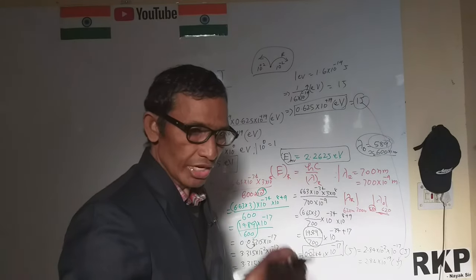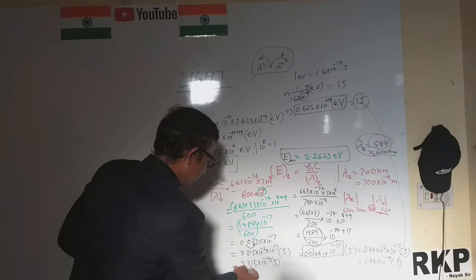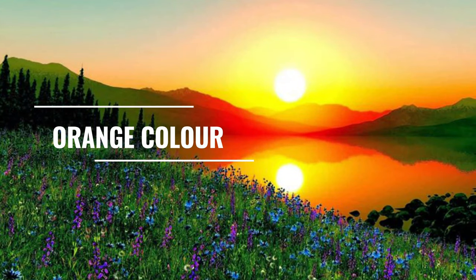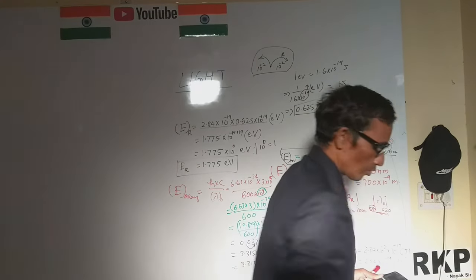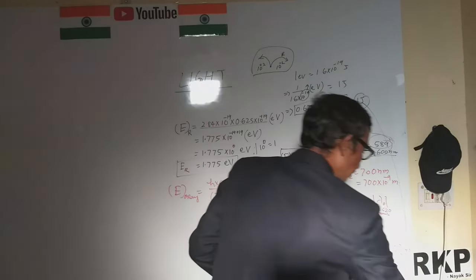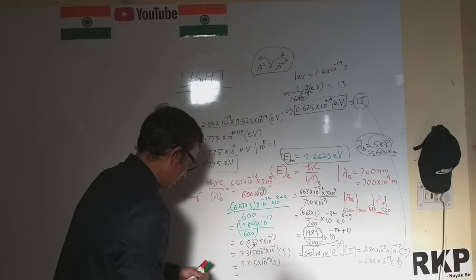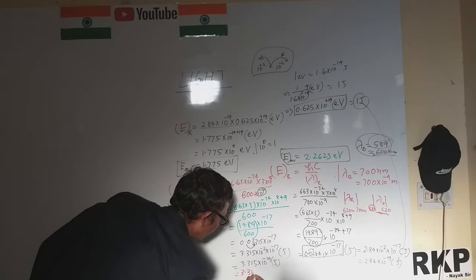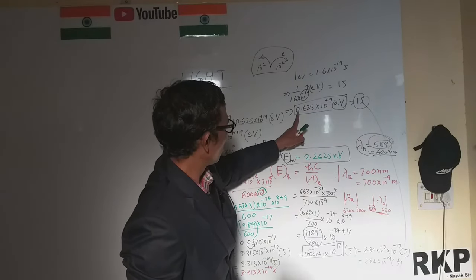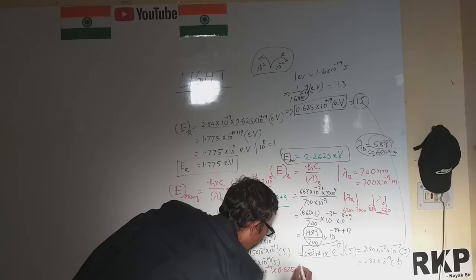Now the joule is converted into electron volt, and after converting to electron volt and simplifying, we get the energy of orange color during the morning season. Okay, this is the morning season. So put the value here: 3.315 into 10 to the power minus 19 joule. 1 joule equals how much? 1 joule equals 0.625 into 10 to the power plus 19 electron volt.